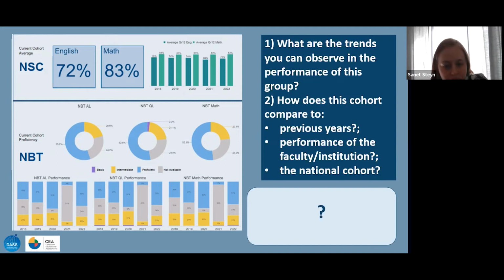And then when we look at performance, here we can see some shifts in the trends from one year to the next. So there was some stability in 2018, 2019, 2020, and remember those are for the 2019 intake. So those were the first years registered in that year. So they had written the NBT the year before.